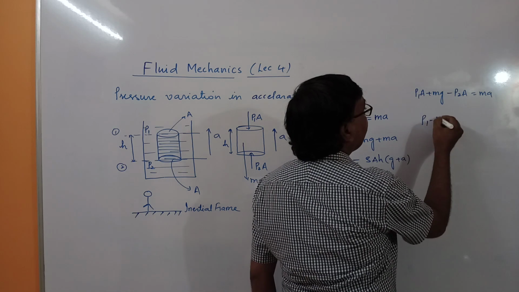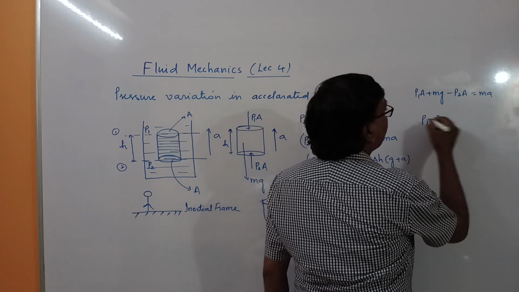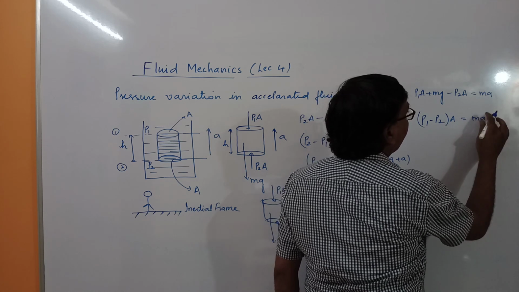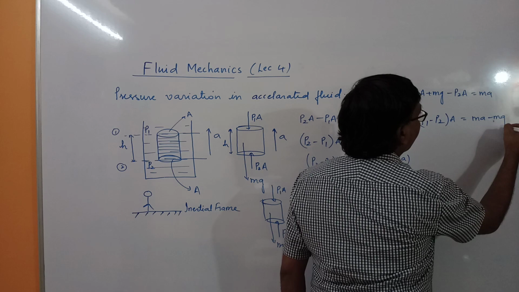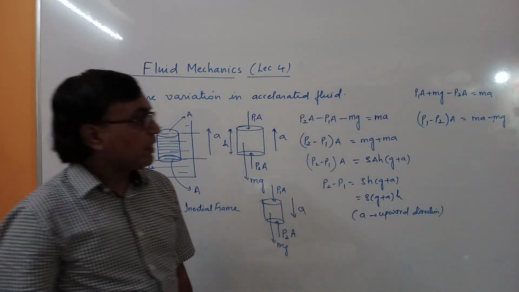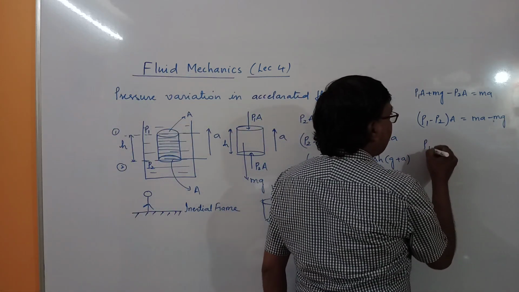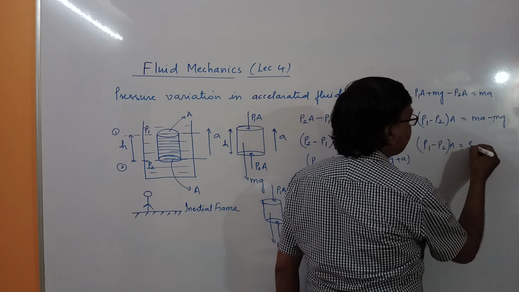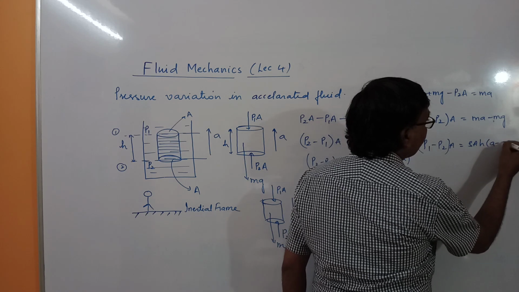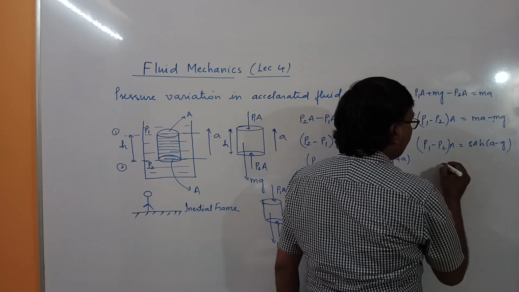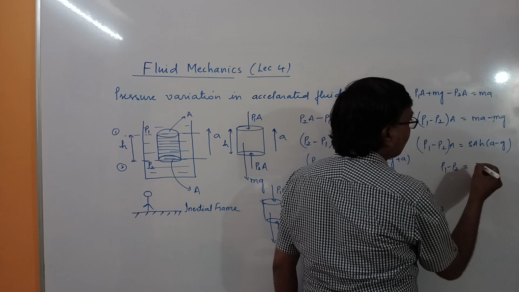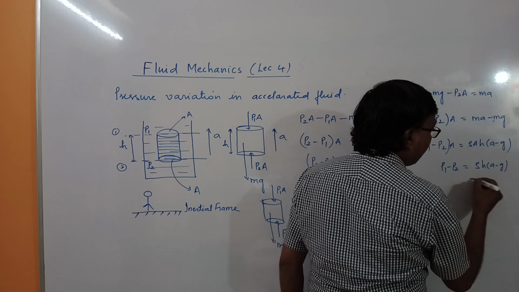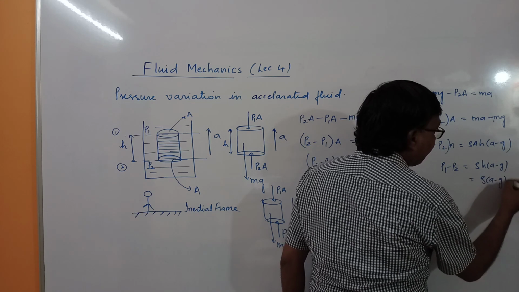So now (P1 minus P2) into A is equal to ma minus mg. Again we will replace mass with density and volume. So mass can be written as density into volume. So this will be a minus g. So the difference in pressure P1 minus P2 is rho h into (a minus g), or rho (a minus g) into h.